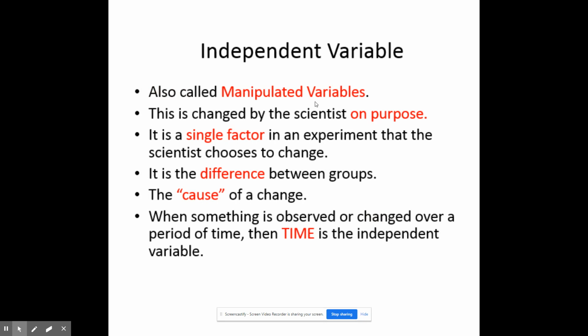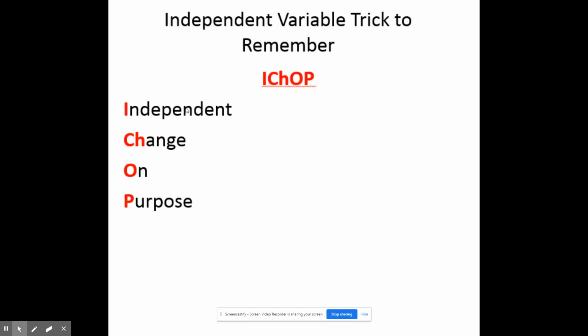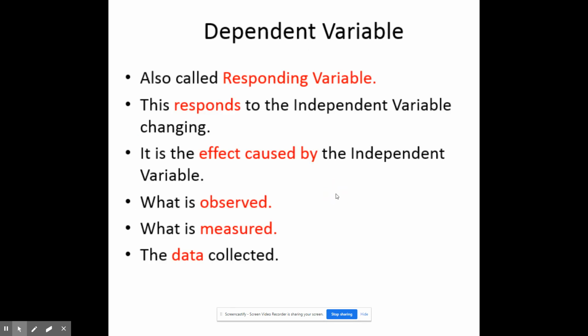The independent variable can also be called a manipulated variable. It's the one we change on purpose. We only do one. It's the difference between the groups. It's why things change. And if time is part of your experiment, time is always the independent variable. We remember that by saying ICHOP, independent change on purpose, because that's the one we deliberately change.